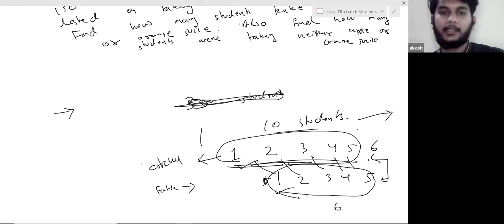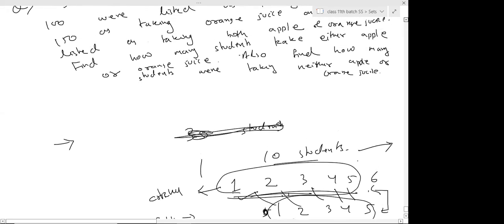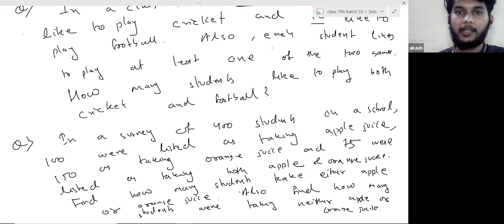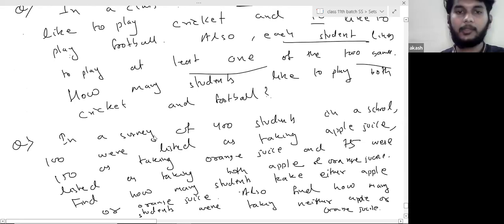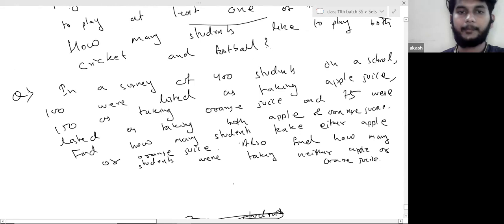But if they say 6 people play only cricket and 5 people play only football, then this will be an issue. That is why in the question you can see they have mentioned that each student likes to play at least one of these two sports. Because if they don't say that, there may be a few students who are left who don't play anything. Now the second one.